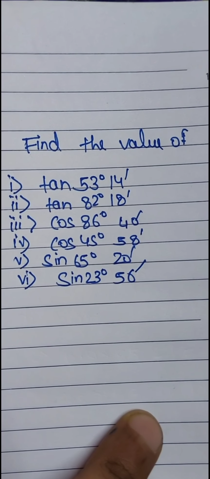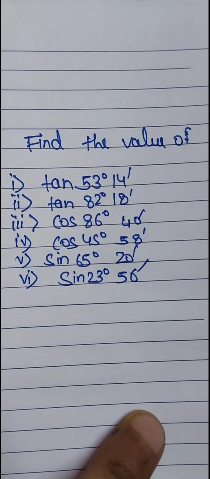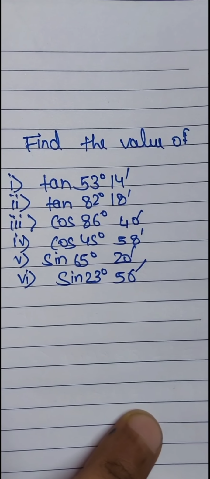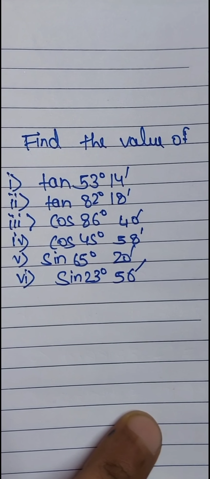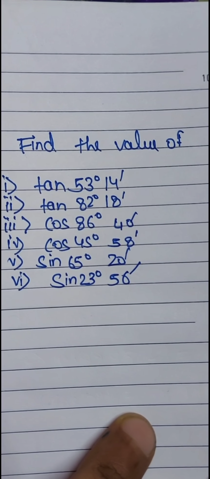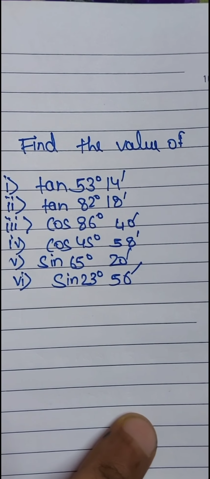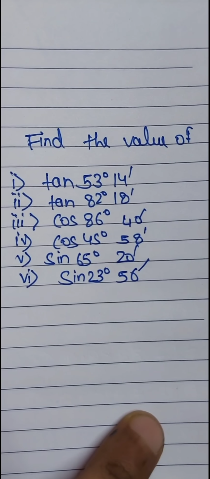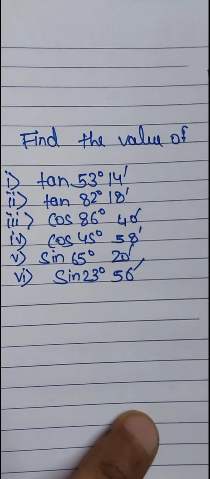Okay. Now your homework is to find the value of tan minutes. Second question is tan 82 degree 18 minutes. Third is cos 86 degree 40 minutes. Fourth is cos 45 degree 58 minutes. Fifth is sin 65 degree 20 minutes. And sixth is sin 23 degree 56 minutes. Okay. So you have to solve these questions.